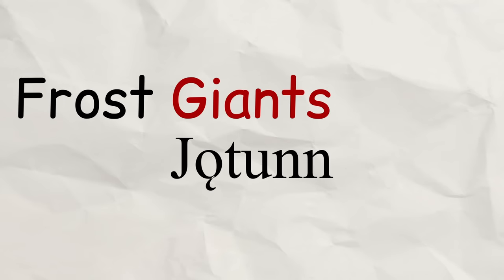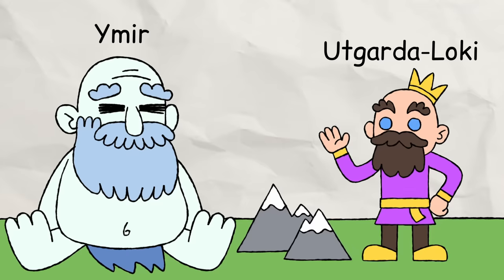The word in Old Norse sources that is often translated to giant is jotun, and that word doesn't actually imply anything relating to size. The best English translation modern scholars have come up with for it is devourers. While there are some jotuns who are explicitly described as being super big, like Ymir and Utgarda-Loki, this is definitely not a universal trait among their kind.